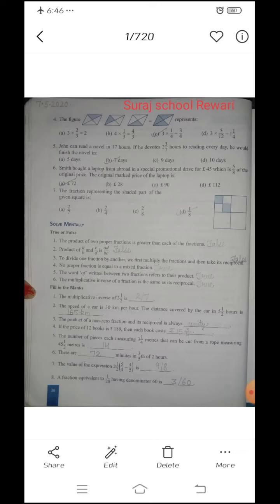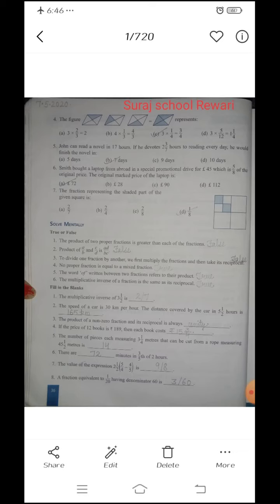Okay, third question, the product of a non-zero fraction and its reciprocal is always unity. Yes, whenever we multiply a number with its reciprocal we get unity, that is, the answer is one. Okay. Fourth, if the price of 12 books is 189 rupees, then each book costs, here we divide and we get the answer 15 and 3 upon 4 rupees.